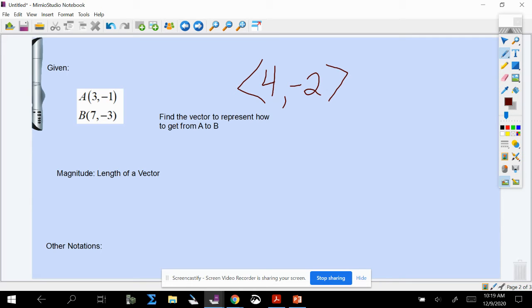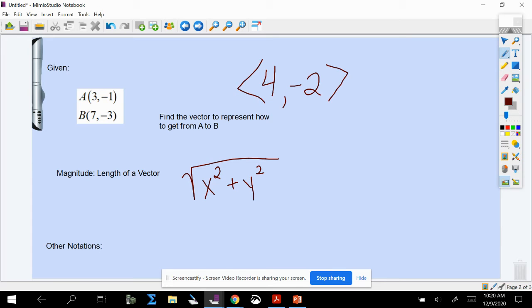Now, when we talk about the magnitude of a vector, we're talking about how long it is. So not only the direction, but how far did we go to get from point A to point B? And to find magnitude, it is basically like doing the Pythagorean theorem. You're going to take the x coordinate of the vector and square it, the y coordinate of the vector and square it, and then square root the sum of those two added together. It will always be positive because, again, it represents a length.